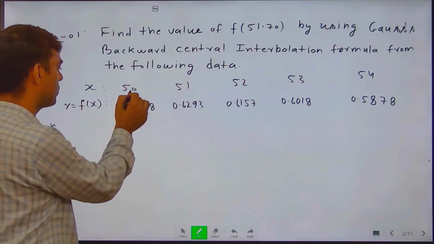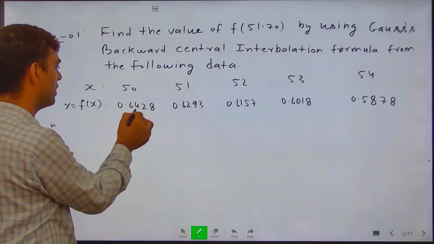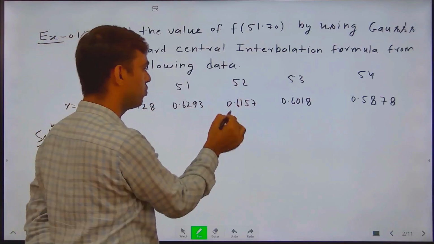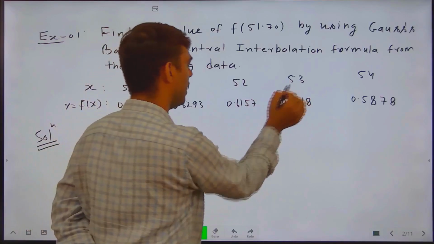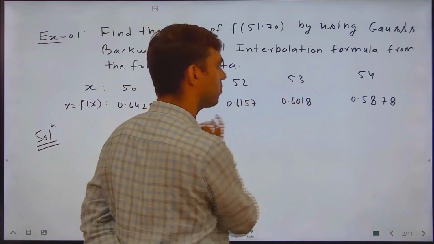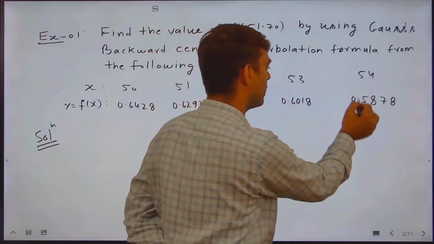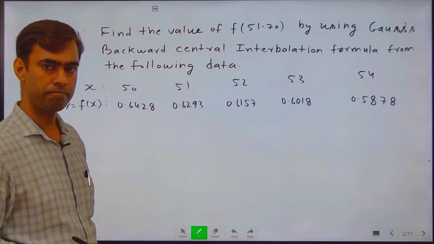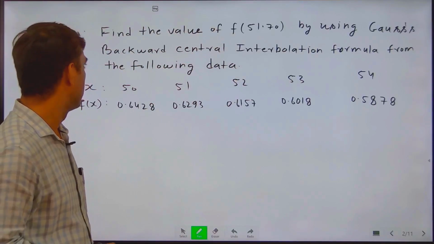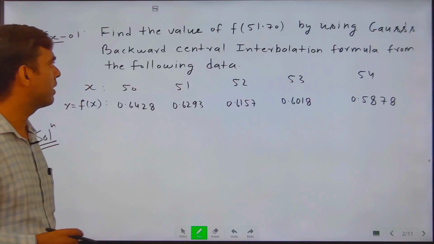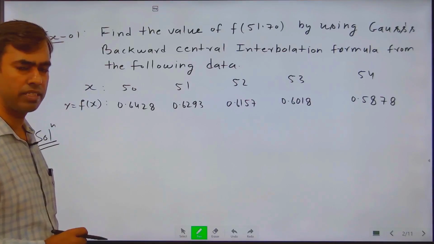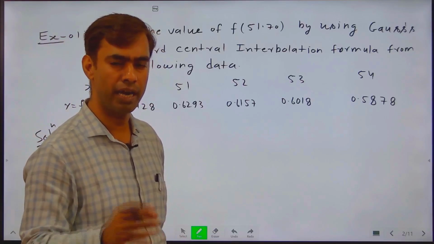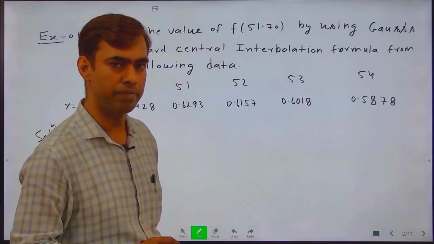At x equal to 50, the value of y is 0.6428; at 51, 0.6293; at 52, 0.6157; at 53, 0.6018; and at 54, the value is 0.5878. So, in order to apply the Gauss backward central interpolation formula, we write the formula and construct the difference table.